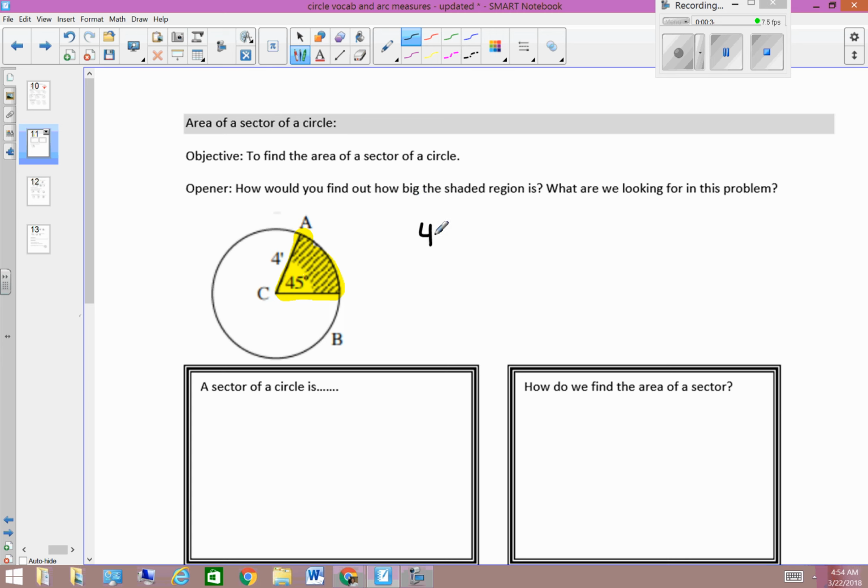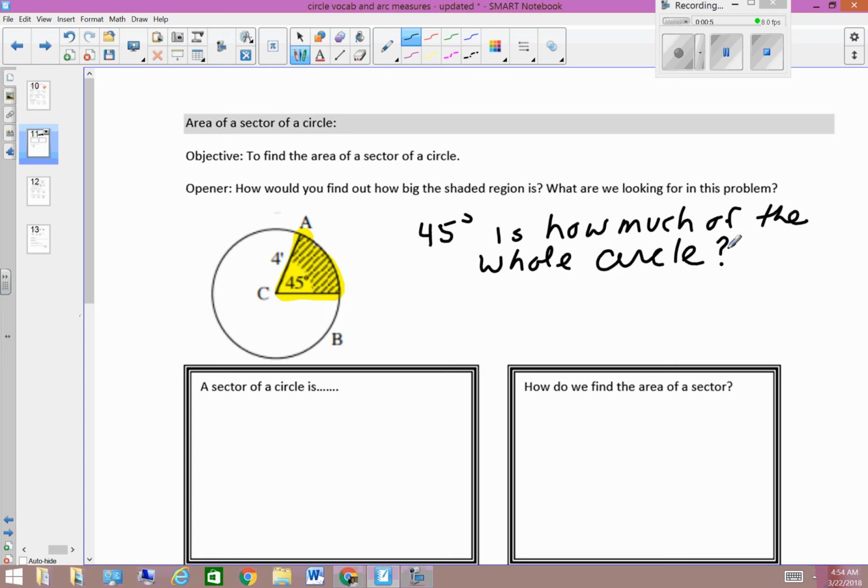So 45 degrees is how much of the whole circle? Well, we would figure that out like before, 45 out of 360. And instead of circumference, we're now going to use area. We're going to take that and multiply that by the area. And remember, our area formula equals pi r squared. So that is where the sector is going to come in, and that's what we call that piece.